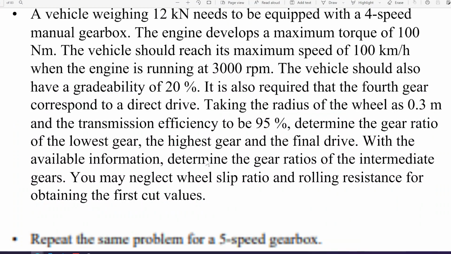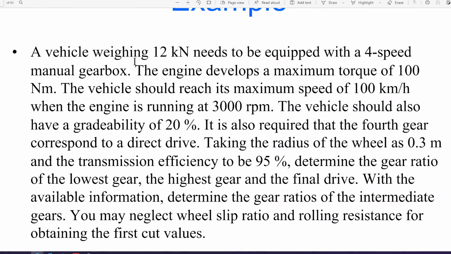Essentially, we are trying to solve a problem where a vehicle weighing 12 kilonewton needs to be equipped with a 4-speed manual gearbox. The engine develops maximum torque of 100 newton meter. The vehicle should reach its maximum speed of 100 kilometers per hour when the engine is running at 3000 rpm. The vehicle should have gradability of 20%. It is also required that the fourth gear corresponds to direct drive.